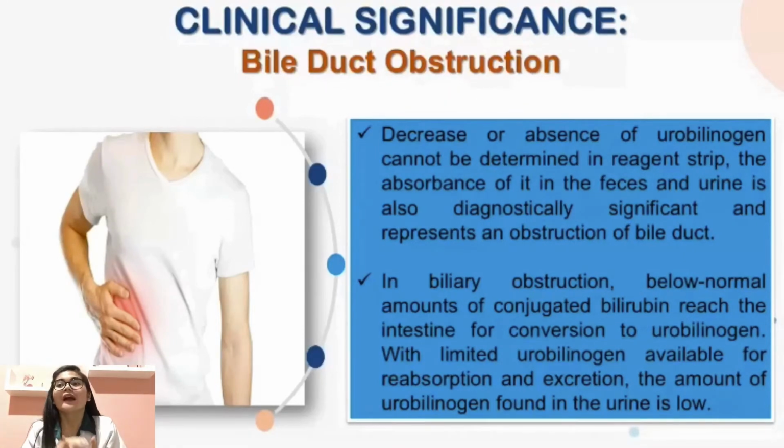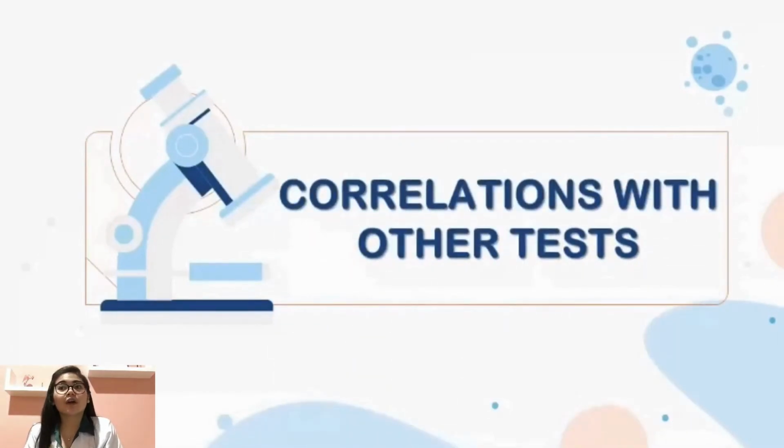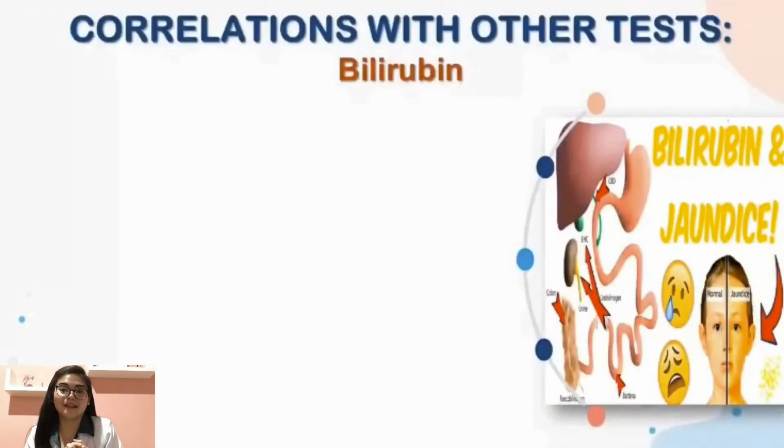And also, the absence cannot be determined in the reagent strip. So remember that one, it cannot be determined in the reagent strip. So next, we will talk about the correlations with other tests. The correlation with other tests is the bilirubin.